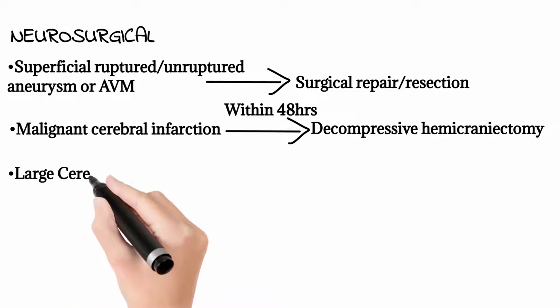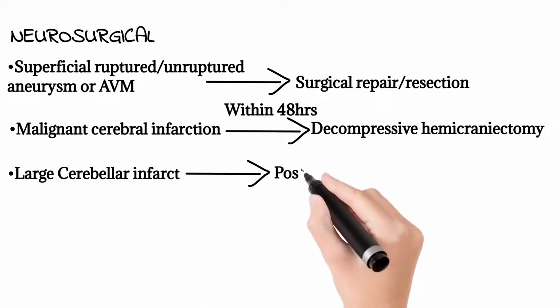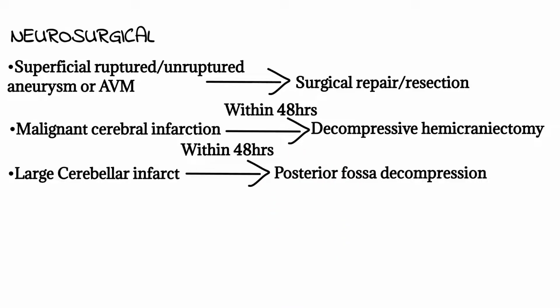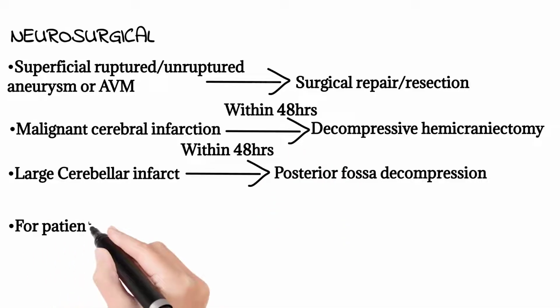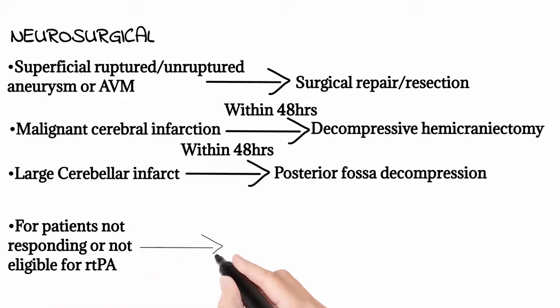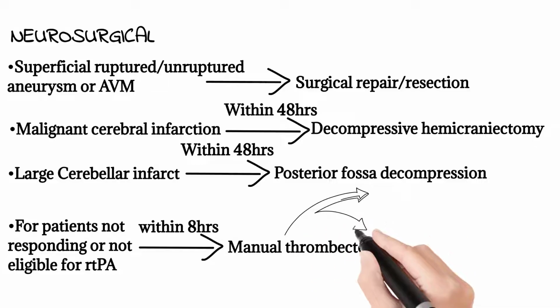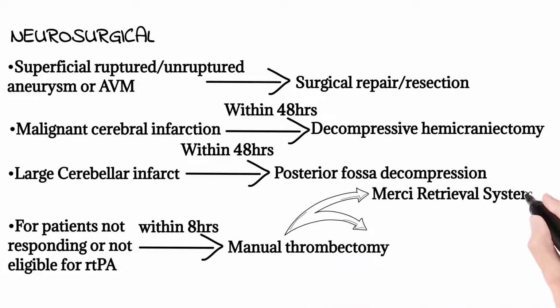In case of large cerebellar infarcts, posterior fossa decompression should be done within 48 hours. And for those patients who are not responding to or not eligible for intravenous thrombolytic therapy, mechanical thrombectomy can be done by using the Merci retrieval system or Penumbra system within the first 8 hours. Both these systems work on different mechanisms. The Merci retrieval system retracts and pulls the clot, whereas the Penumbra system aspirates the clot.